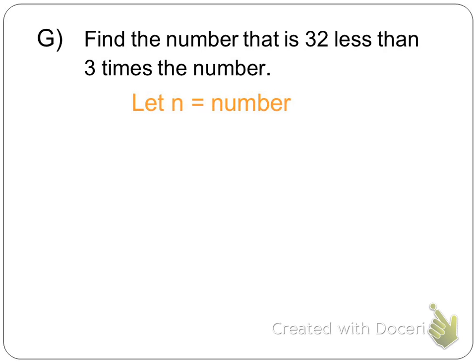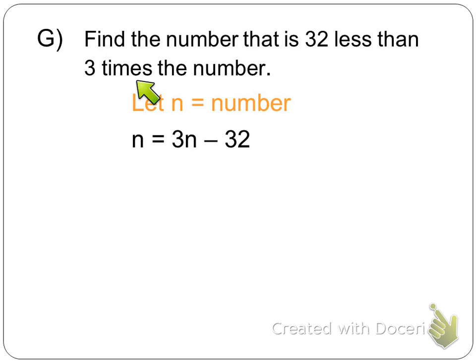Yes, ma'am. Did you make another one, 3 and minus 32? Everyone keeps saying the same thing. Is that what you guys said? Okay, good. Sorry, I was misunderstanding. I thought you guys had it backwards. You guys were right. So find the number that is 32 less than 3 times the number.